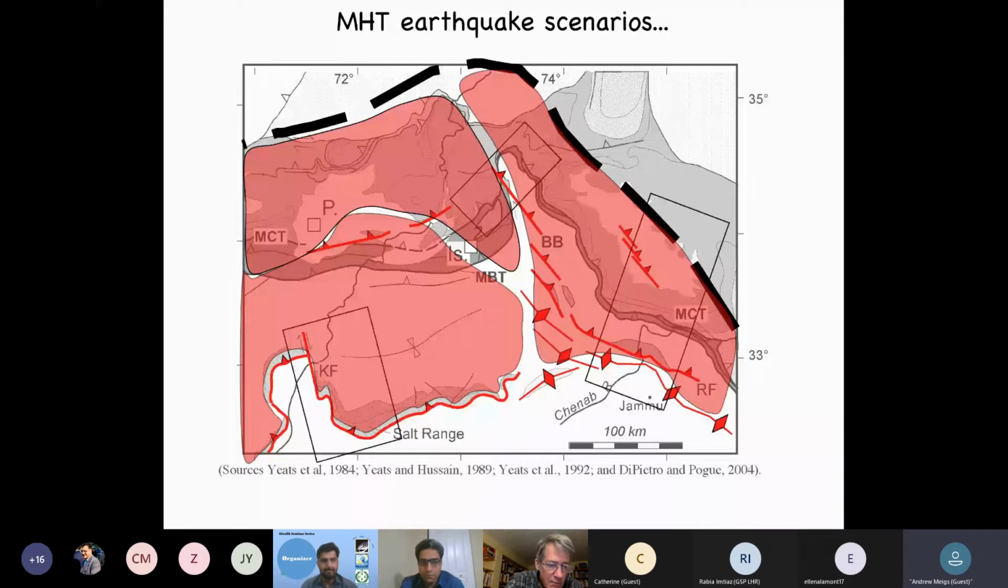And what you notice is that most of the region between the Salt Range, underneath the Peshawar Basin, and farther to the north is underlain by a relatively shallow Main Himalayan Thrust that we know very little about in terms of its earthquake potential, except for this one site on the Kalabagh Fault. That tells us there was a paleo-earthquake there, but it doesn't provide a very rich record of the longer term.